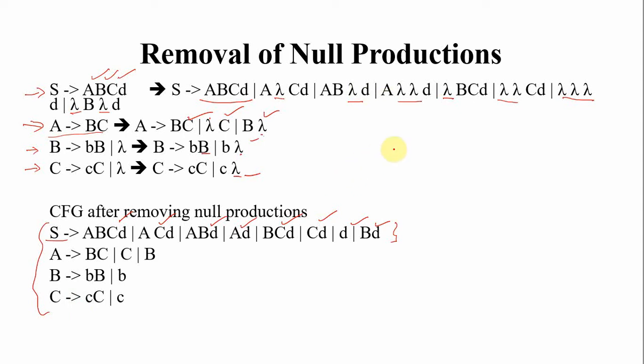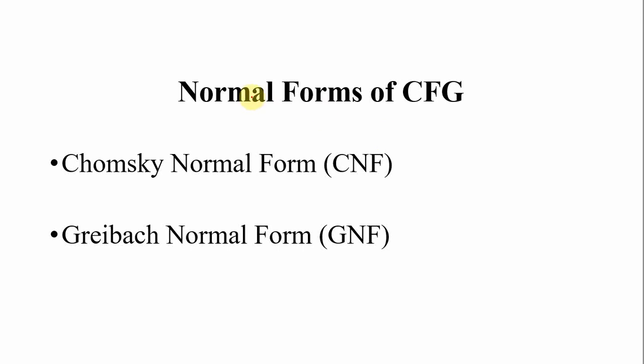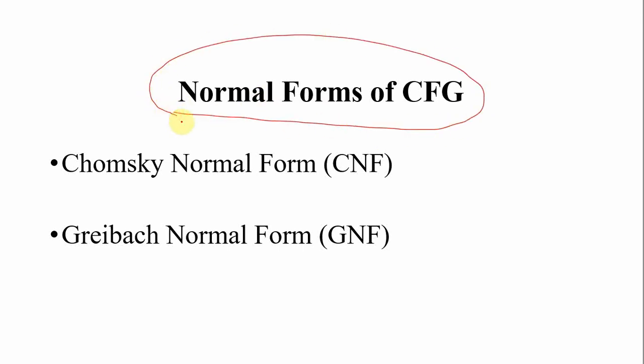Okay, so this is how the null productions can be eliminated from a given grammar. Okay. So now let's move on to discuss the normal forms of CFG. What do you mean by normal forms?